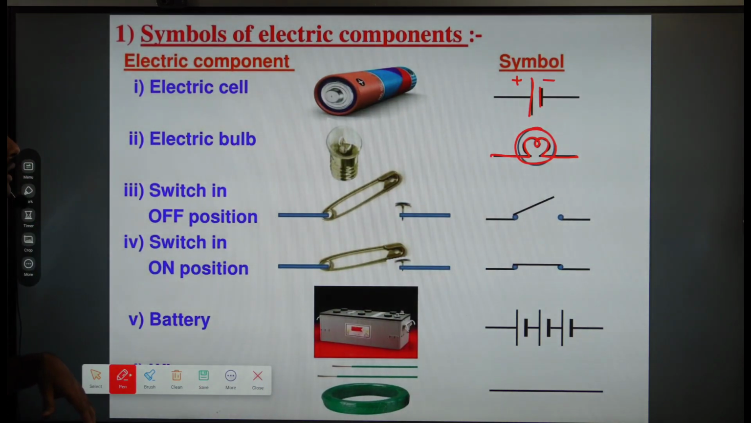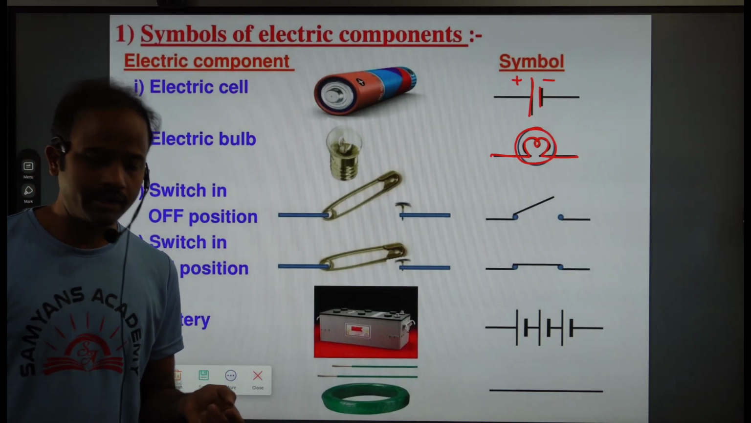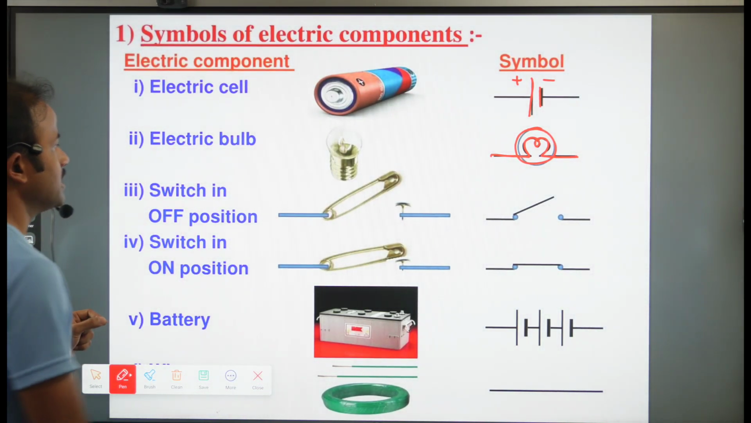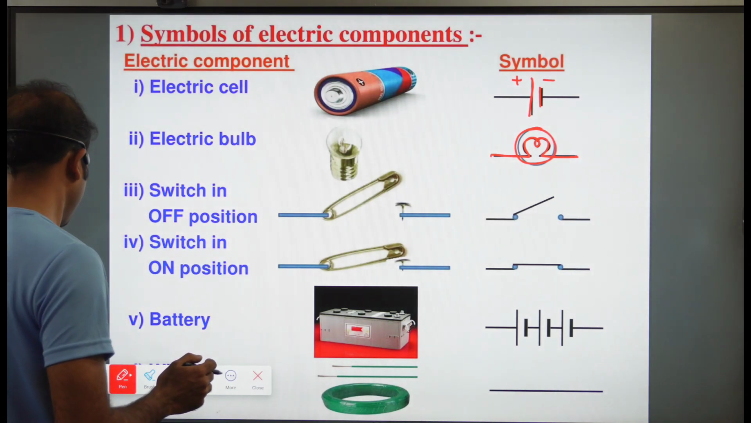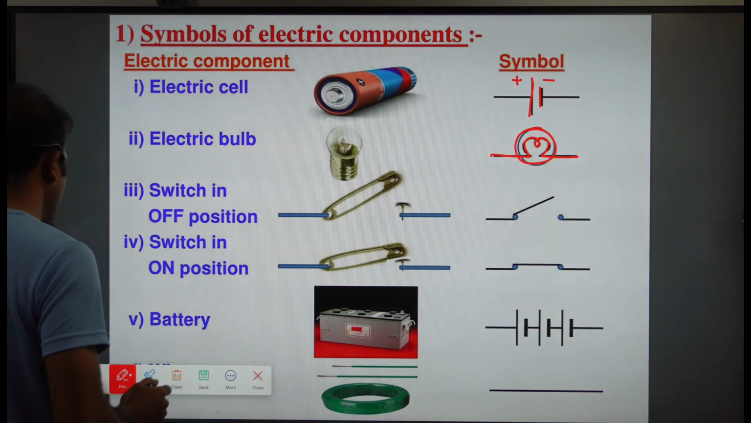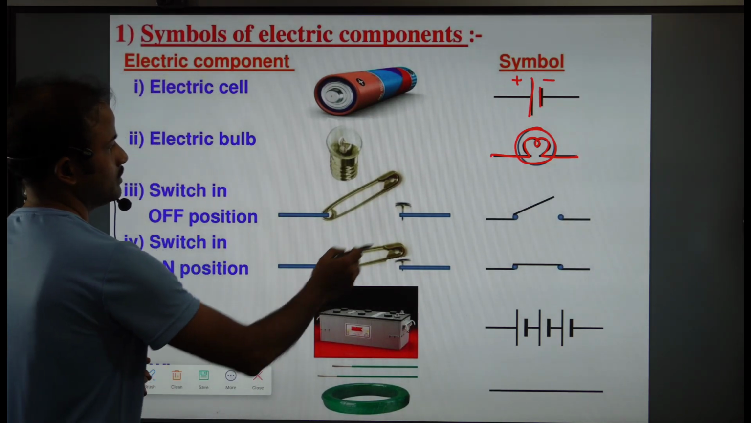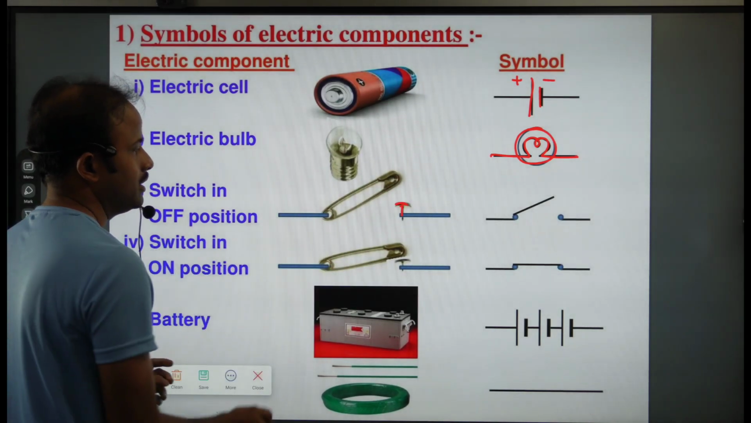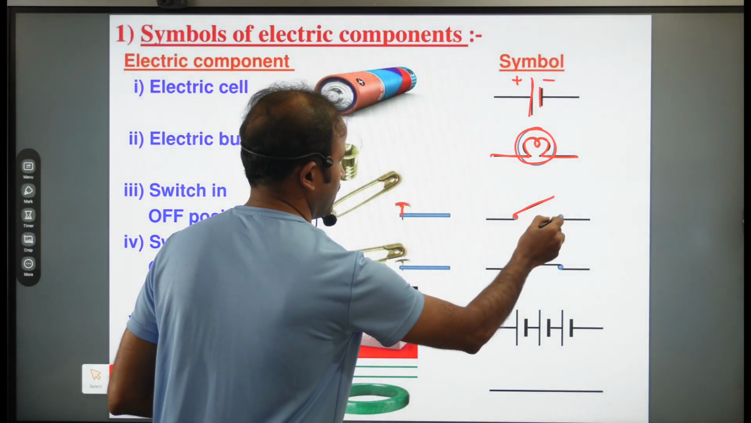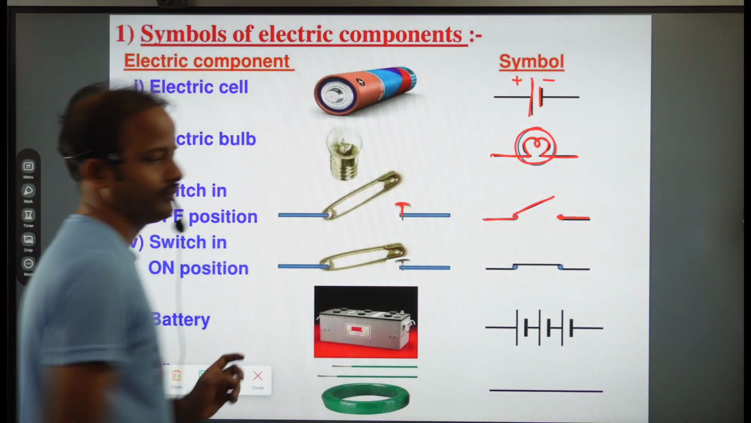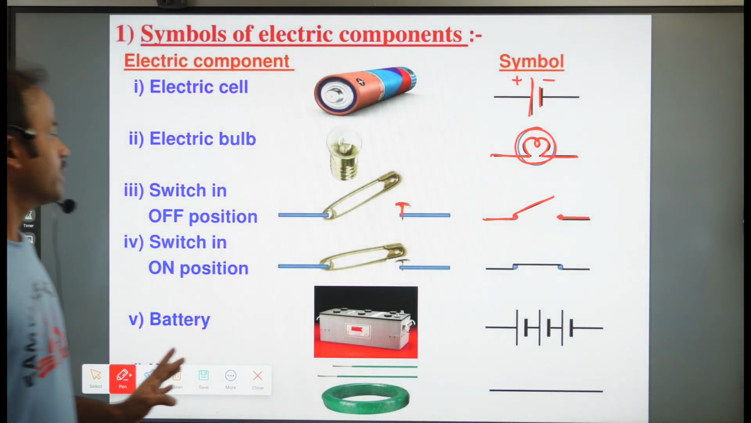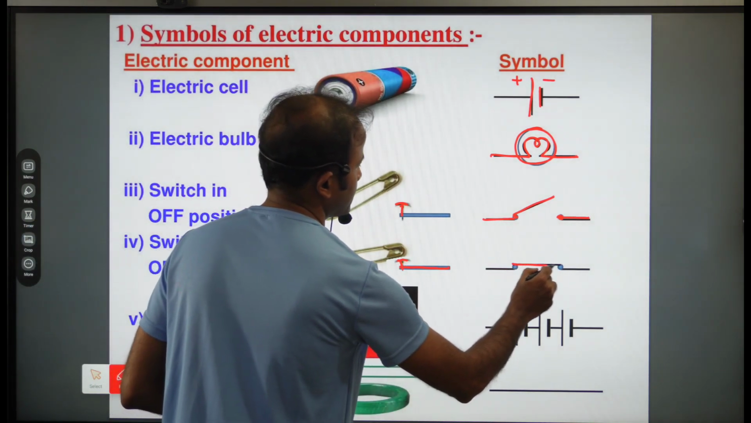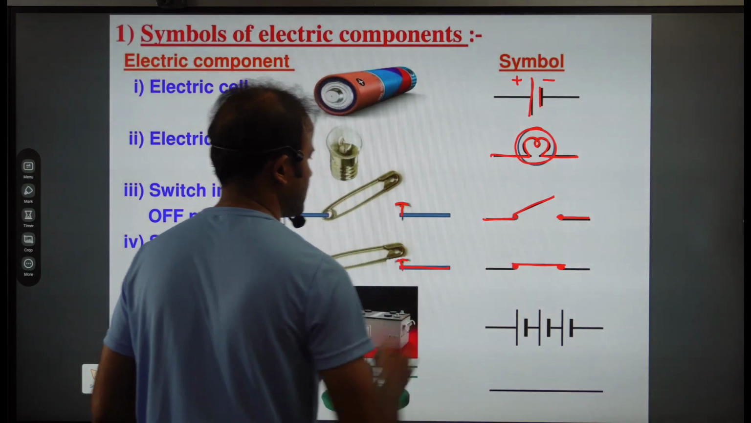Now you see, when you switch on, what will happen? The light gets on. When you switch off, the light gets off, right? Then how do you represent the switch key? We represent it like this. Here the pin is not in contact with the other end, so this means the switch is open. When the pin is in contact with the other terminal of the wire, the switch is closed.